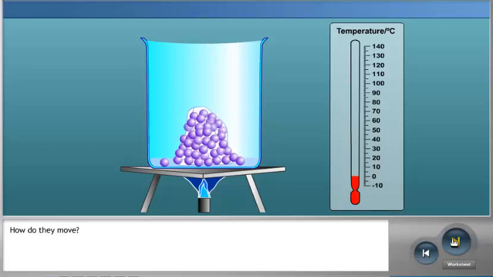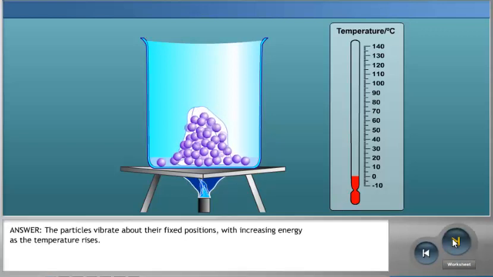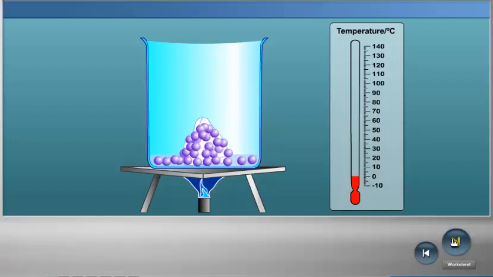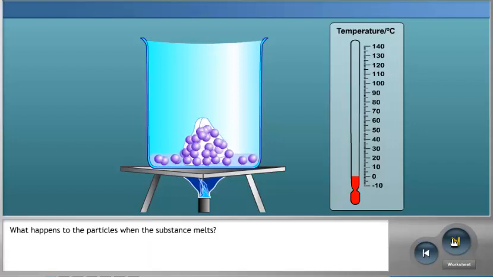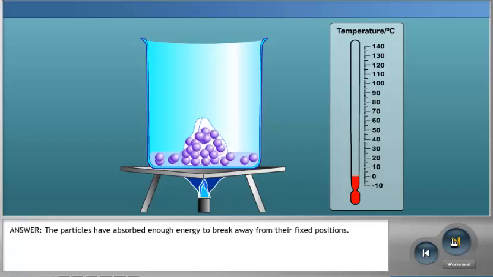How do they move? Answer: the particles vibrate about their fixed positions with increasing energy as the temperature rises. What happens to the particles when the substance melts? Answer: the particles have absorbed enough energy to break away from their fixed positions.